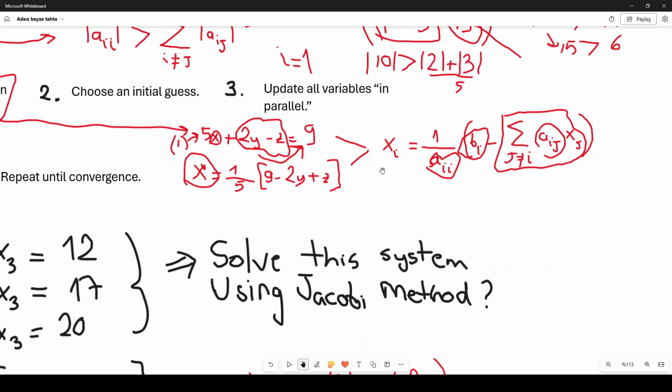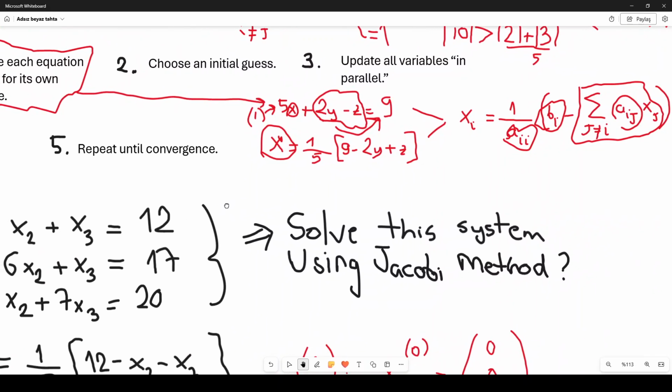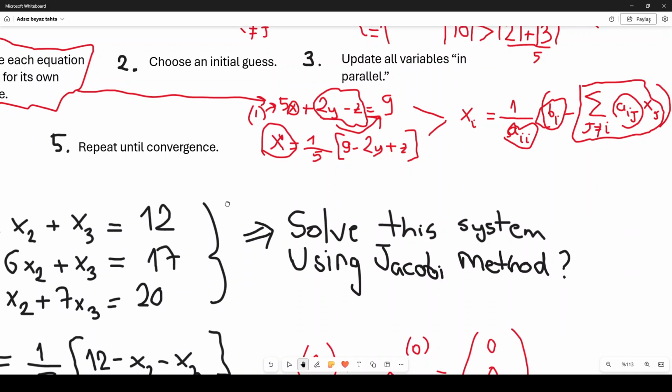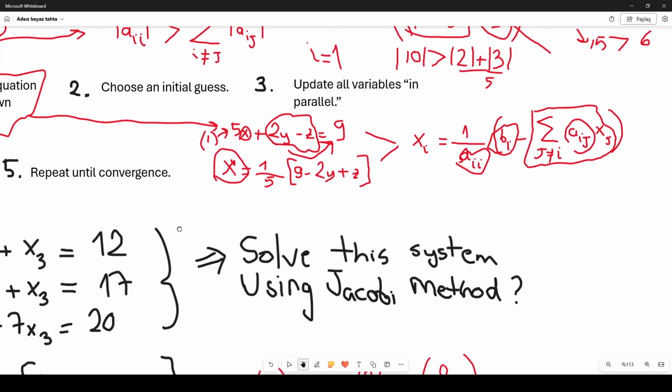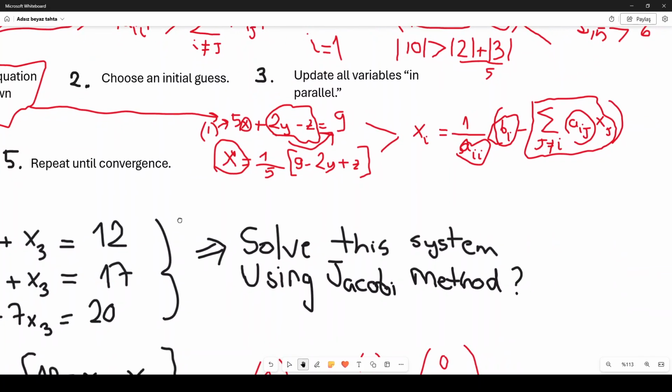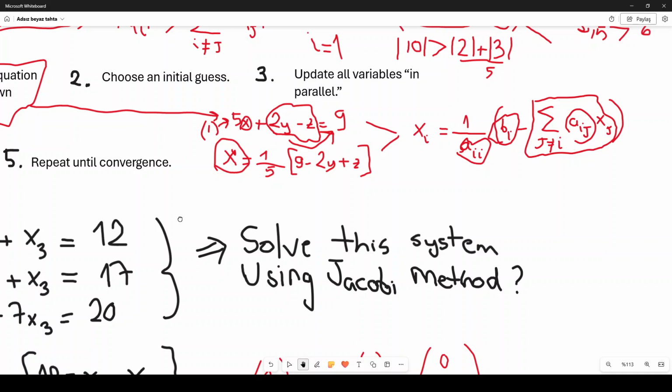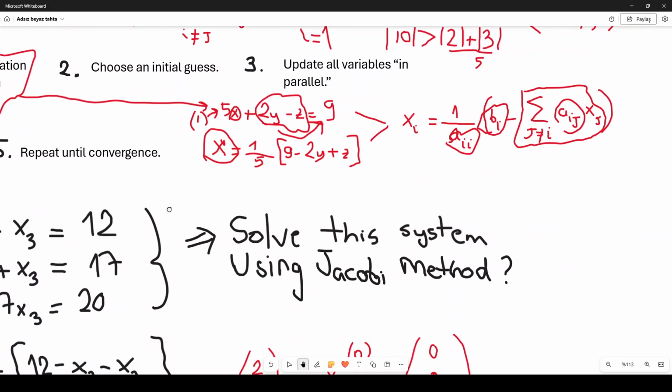And to start the iteration, if I want to find the values of these unknown variables in the first iteration, I need a start point. So I need to take an initial guess. This is called an initial guess. And by initial guess, what I mean is the very first guess for the values of the unknown variables.